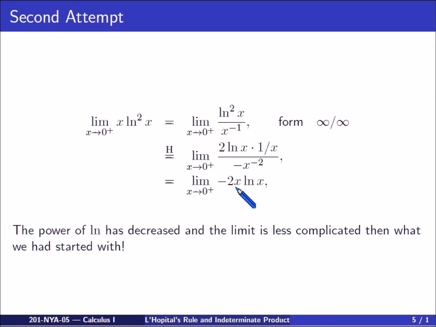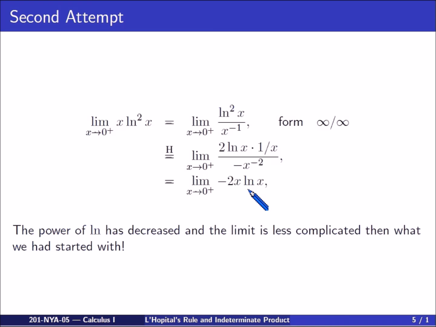And if you look at the expression I have here, ln of x doesn't have the same power anymore. So we had ln of x to the 2, now it's just ln of x. It's still multiplied by x, so we have an indeterminate product once again. So this is of the form 0 times minus infinity, but we've made progress. The power has gone down by 1.